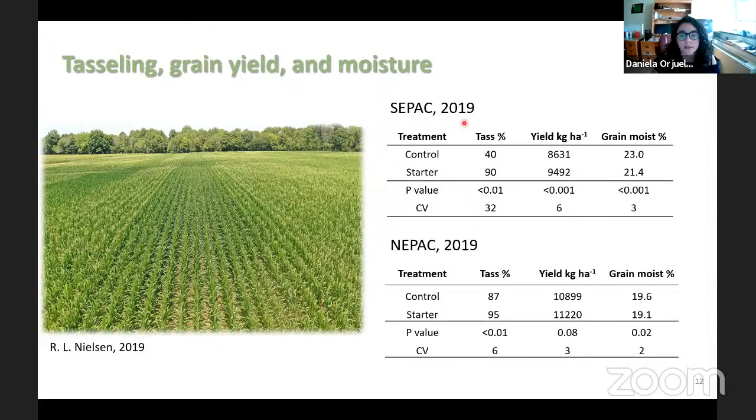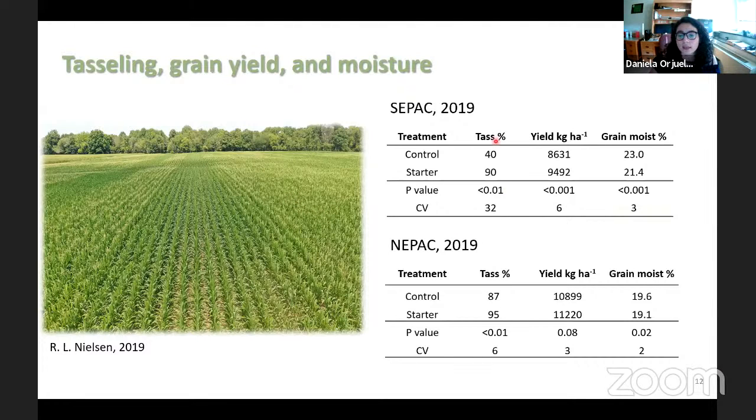This p-value that you are seeing here is the p-value of the contrast. So for tasseling, at the specific point that we went out and did the R1 sampling, we could detect that in control plots, about 40% of the plants were showing tassels, compared with the starter treatments that had about 90% of the plants showing tassels. This is an image showing that result, and this is H3 in CPAC. The central plot that is greener is a control plot versus starter plots that are showing a higher number of tassels per plot.